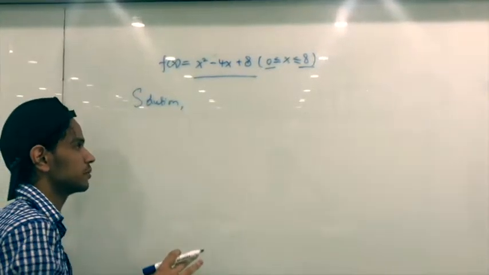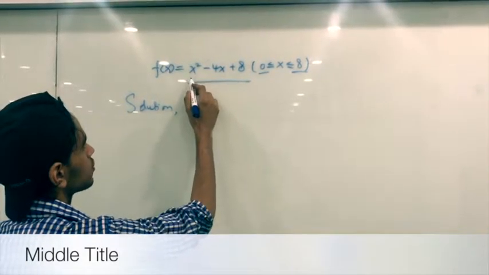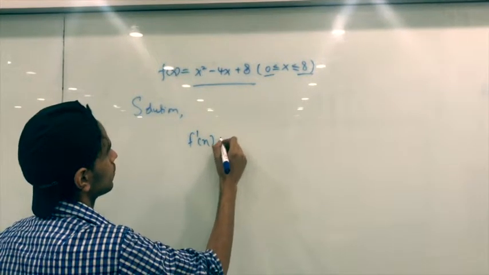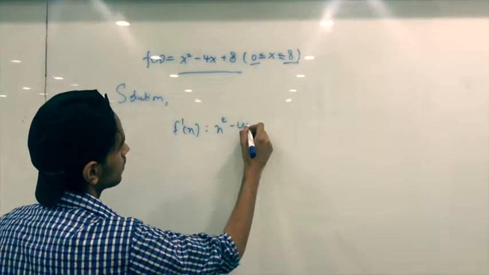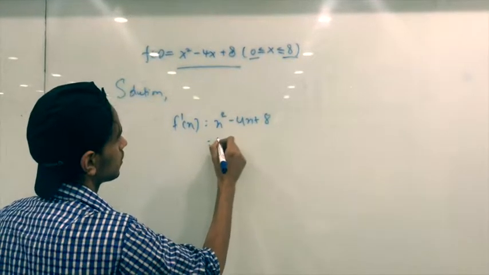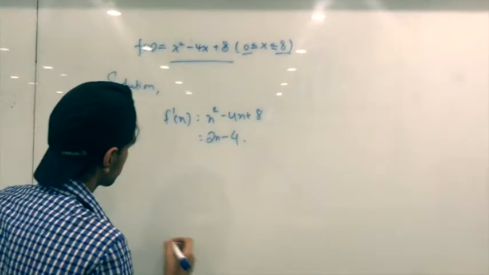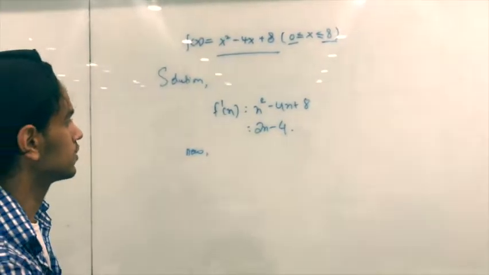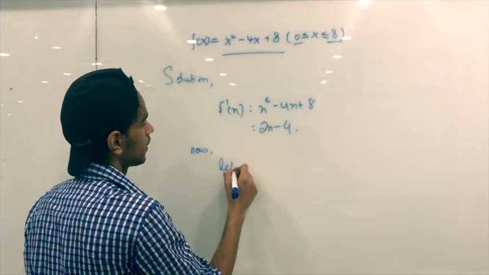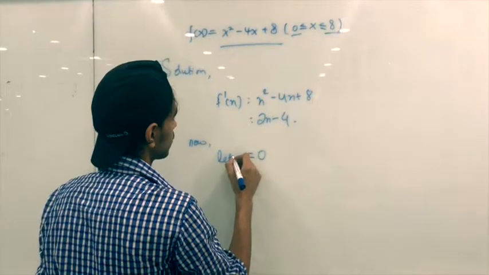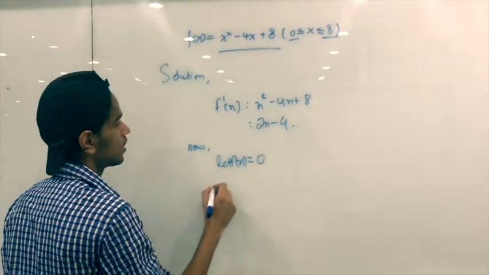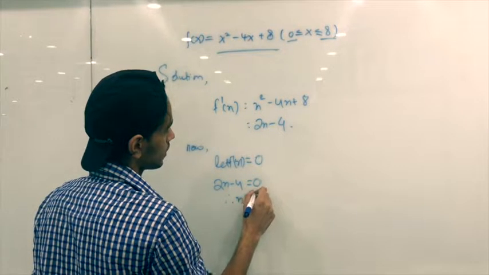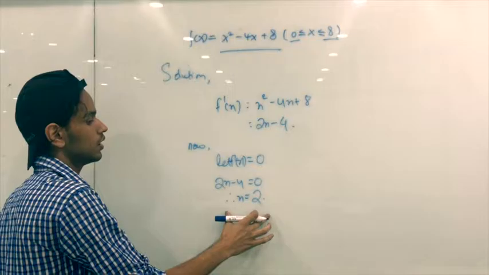Talking about the maximum and minimum value, we take the function x squared minus 4x plus 8. First we need to find the derivative. The derivative of x squared minus 4x plus 8 is 2x minus 4. Now we need to find the local minimum value. So we let the derivative equal 0. We put 2x minus 4 equals 0. Therefore, we get x equals 2. So this is our local minimum point.